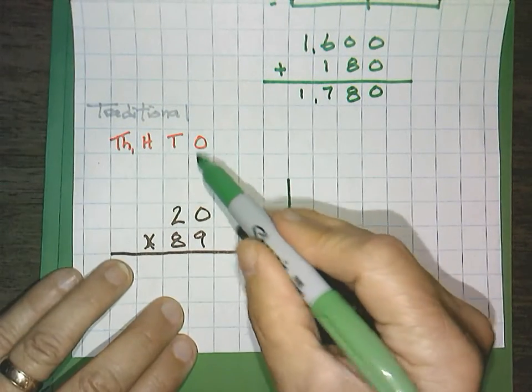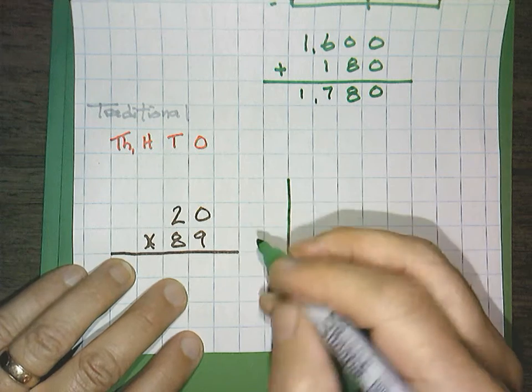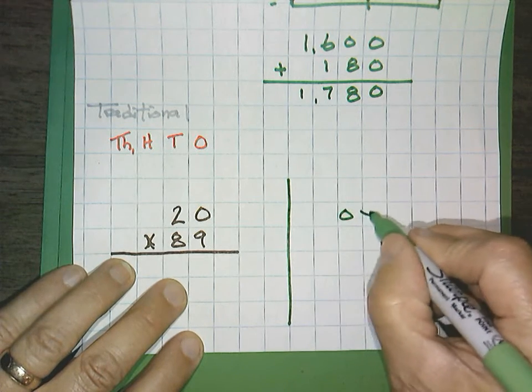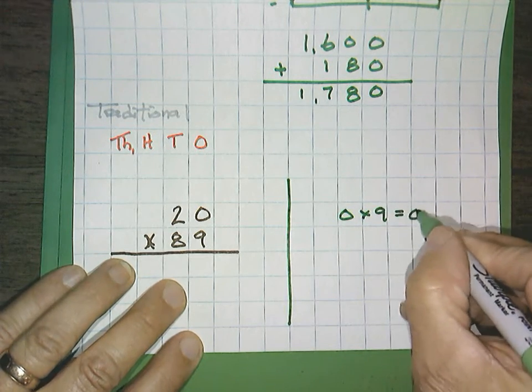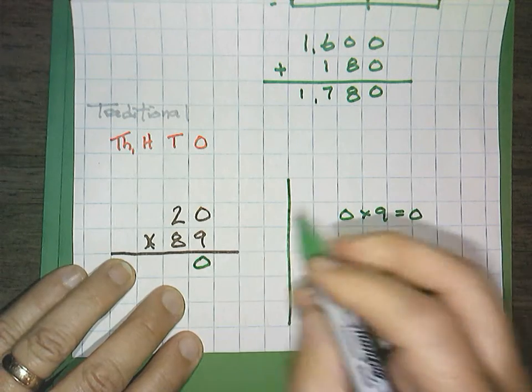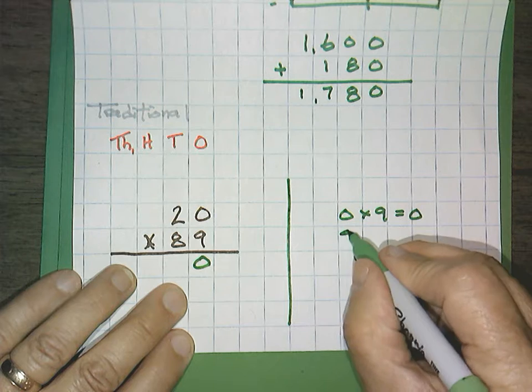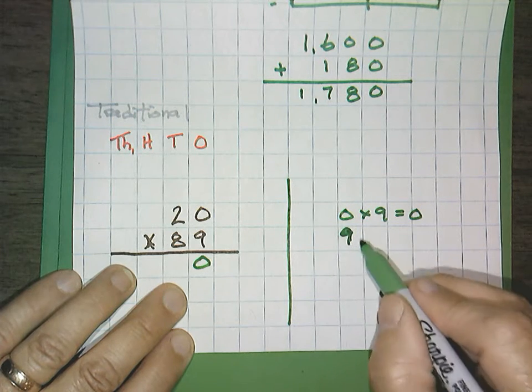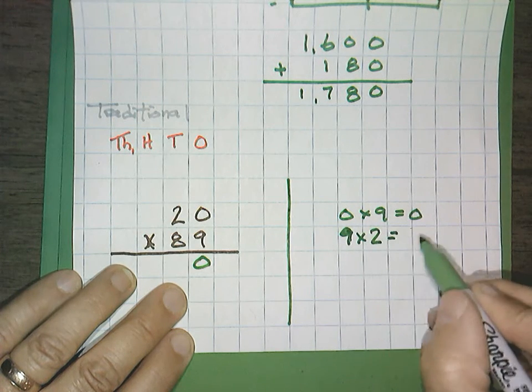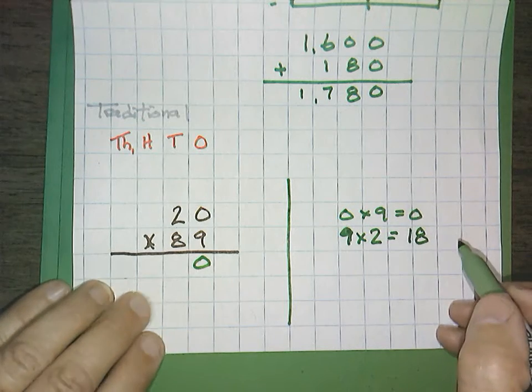Using a traditional method of multiplication, I would start with my 1. So 0 times 9, of course, is 0. And then 9 times 2 is 18.